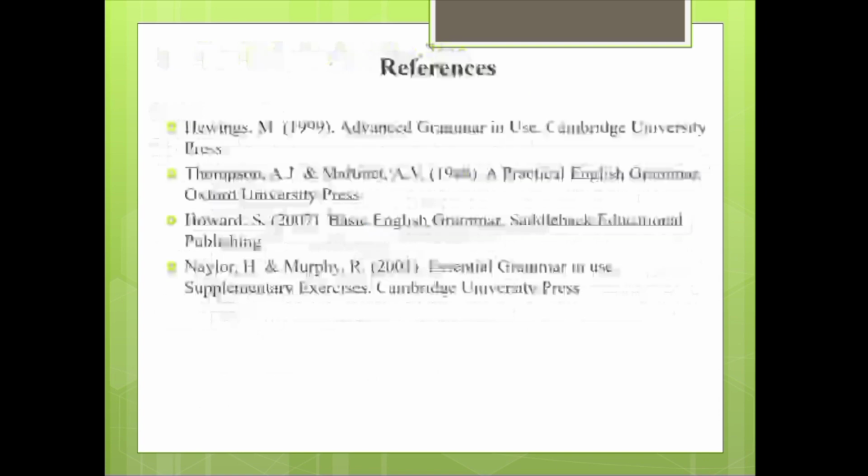The references used to formulate these lectures are the following, for further information, of course.